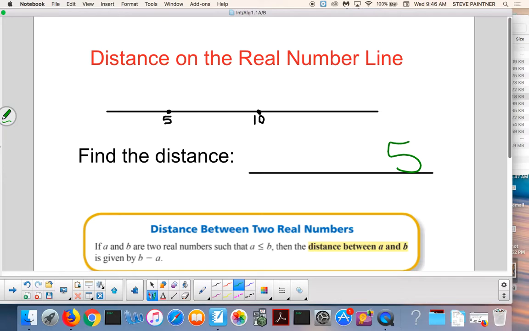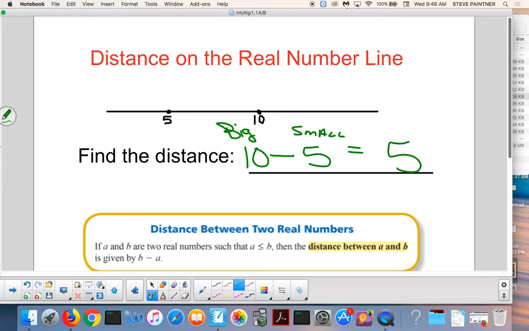Okay. What if it was a lot harder than that? Then you subtract, don't you? What do you subtract? Bigger number. Oh, good job. It's bigger number minus what? Smaller. So it's big minus what? Small. And that is how you find the distance. It's always big minus small.